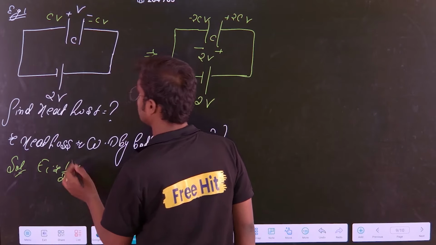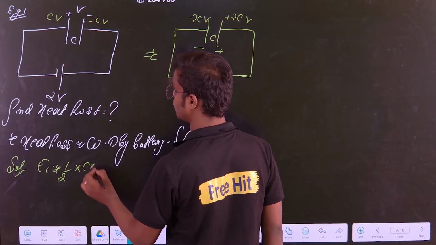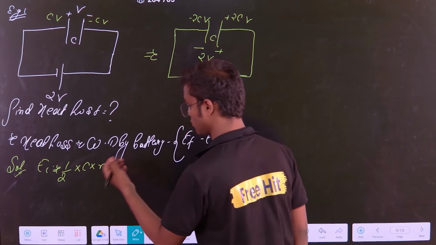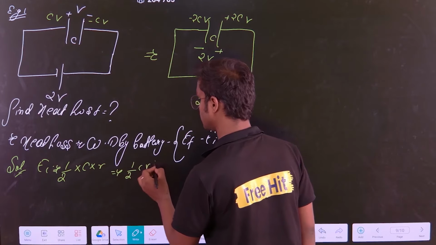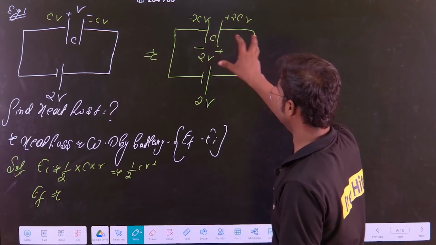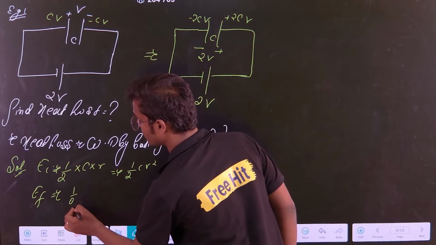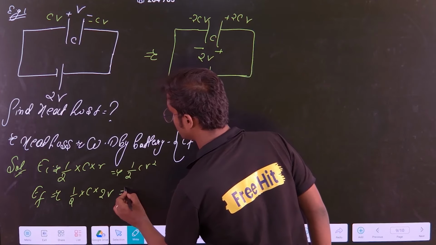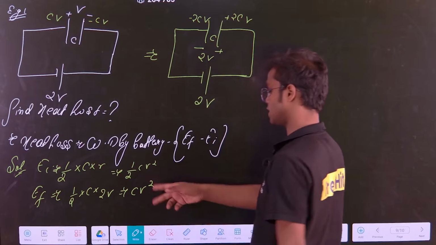Half C into what is the voltage? That is V, so this is half CV square, the initial energy. What is the final energy we have got after a steady state? Half C, what is the voltage? 2V, correct? So this will become CV square. So energy has been increased, correct?